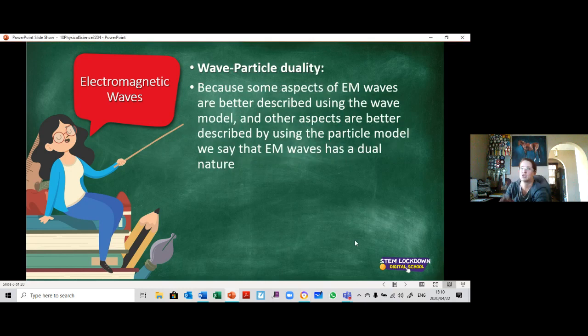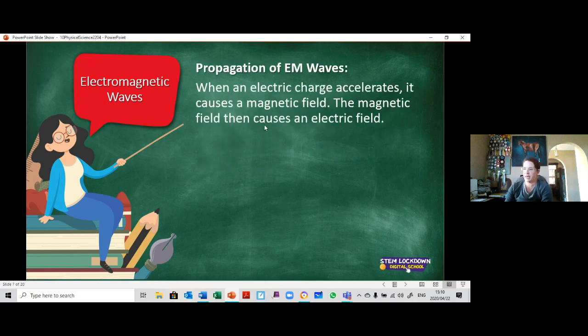Okay. So, wave duality. Now I know this is tough, guys, because the problem is you can't see it. But we're going to try. When an electric charge accelerates, it causes a magnetic field. This is a concept that you're going to learn about in grade 11. It is tough, I'm not even going to lie to you, but it is so important when you go to grade 12 and do motors. So this electric charge creates a magnetic field. And the magnetic field causes an electric field.